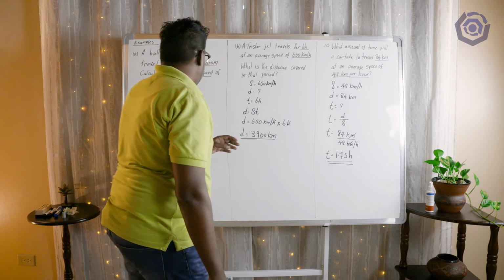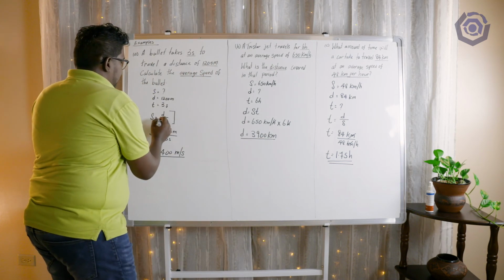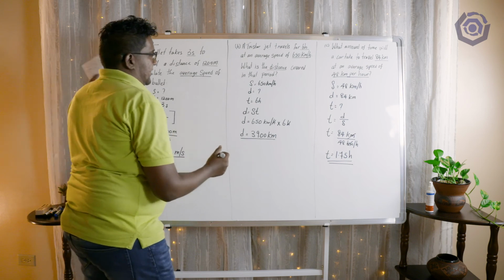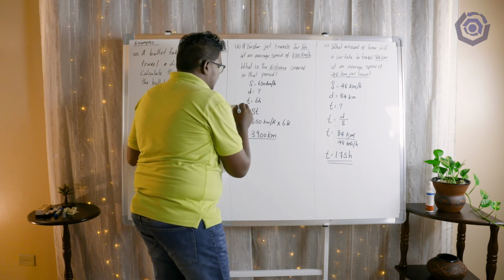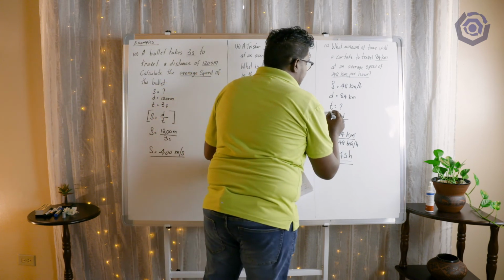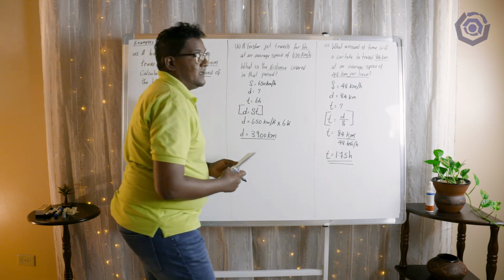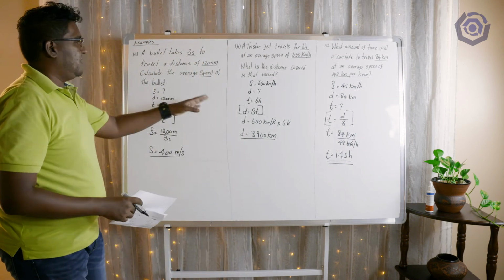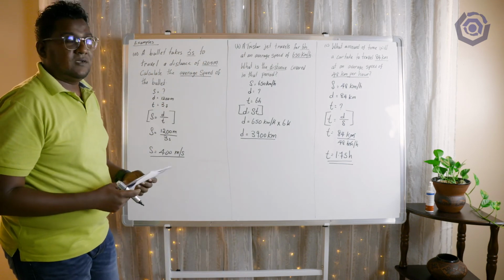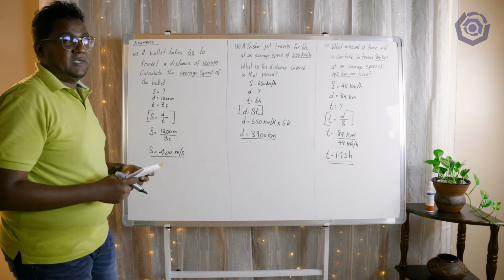So if you look back at our examples, this one is speed, which is S, is distance over time. This one is distance, which is D, is equal to speed times time. And this one is time, which is distance divided by speed. So there you have the application of all three formulas in calculating average speed.